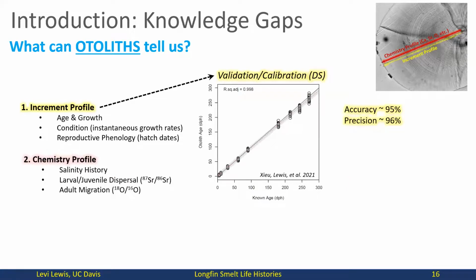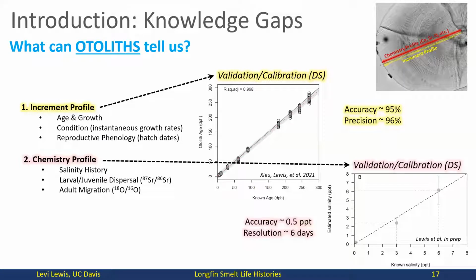So before we can use increment profiles, we need to validate that when we count increments, we're getting what we actually think we are. And I just wanted to give a shout out to Wilson Siu, who published a paper with us comparing known age fish from the FCCL, and then comparing the estimated ages from many different agers, and just showing that we get really high accuracy and precision when we use this aging tool.